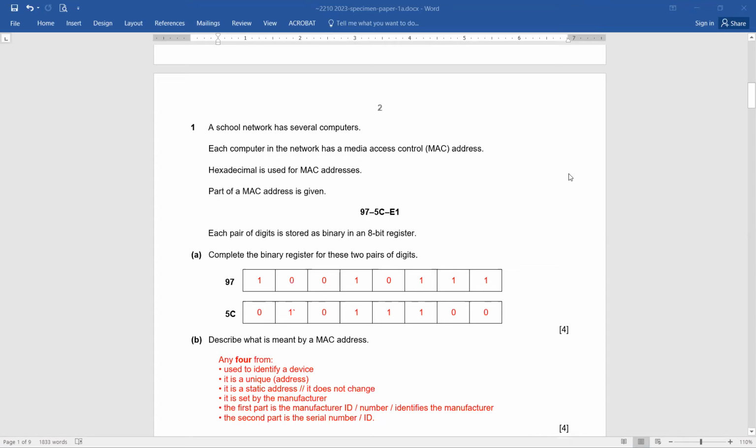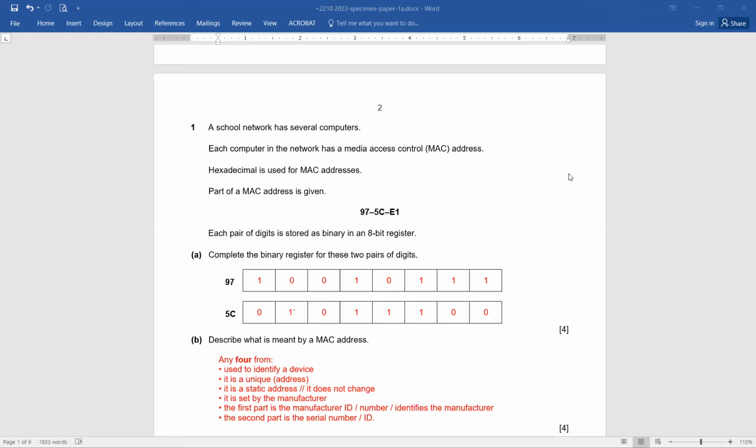A school network has several computers. Each computer in the network has a media access control or MAC address. Hexadecimal is used for MAC addresses. Part of a MAC address is given, and the address is 97, then hyphen, then 5C, hyphen, E1. Each pair of the digits is stored as binary in an 8-bit register. Complete the binary register for these two pairs of digits.